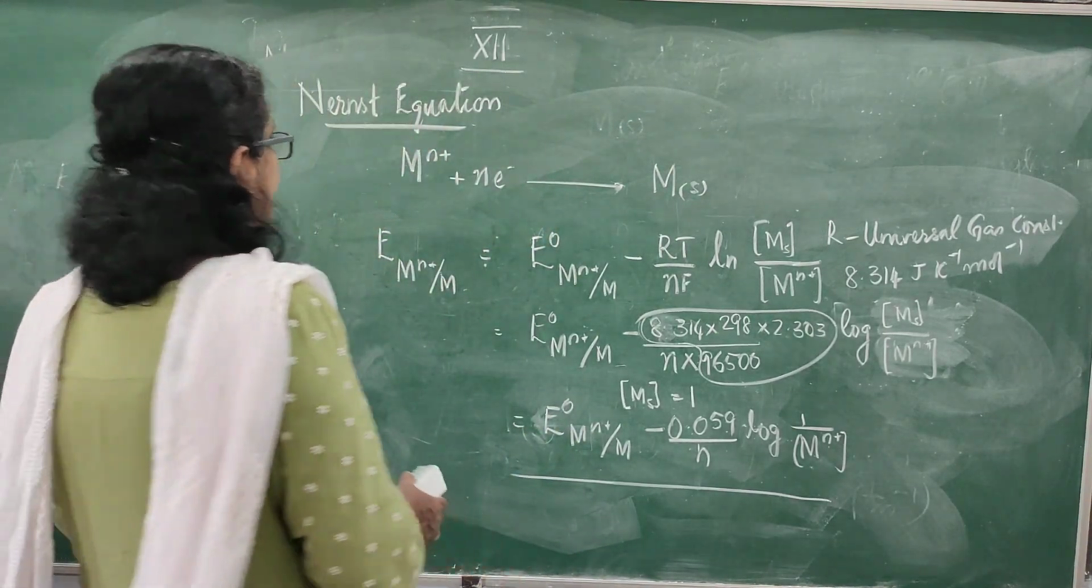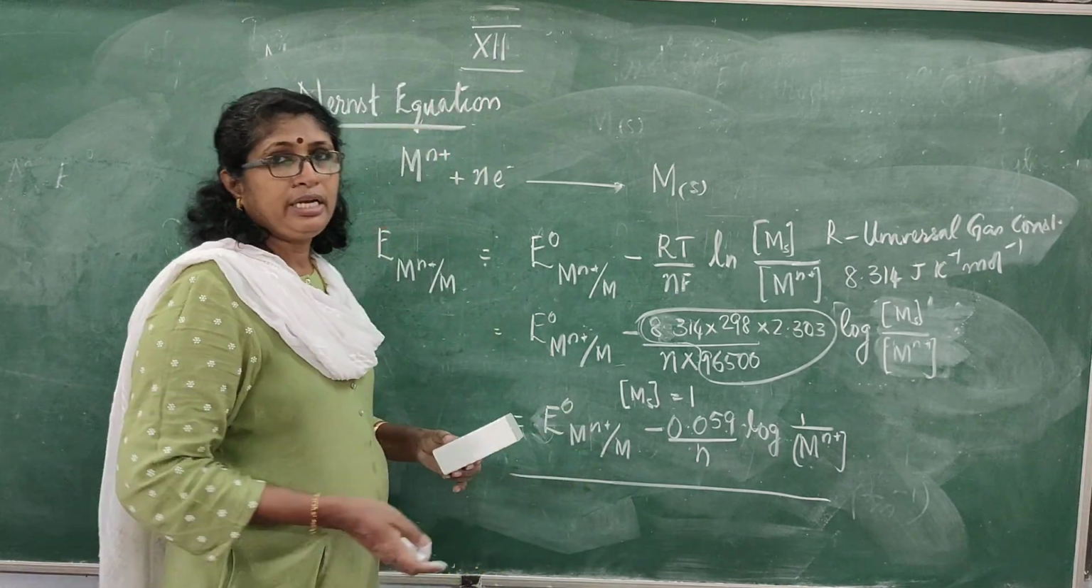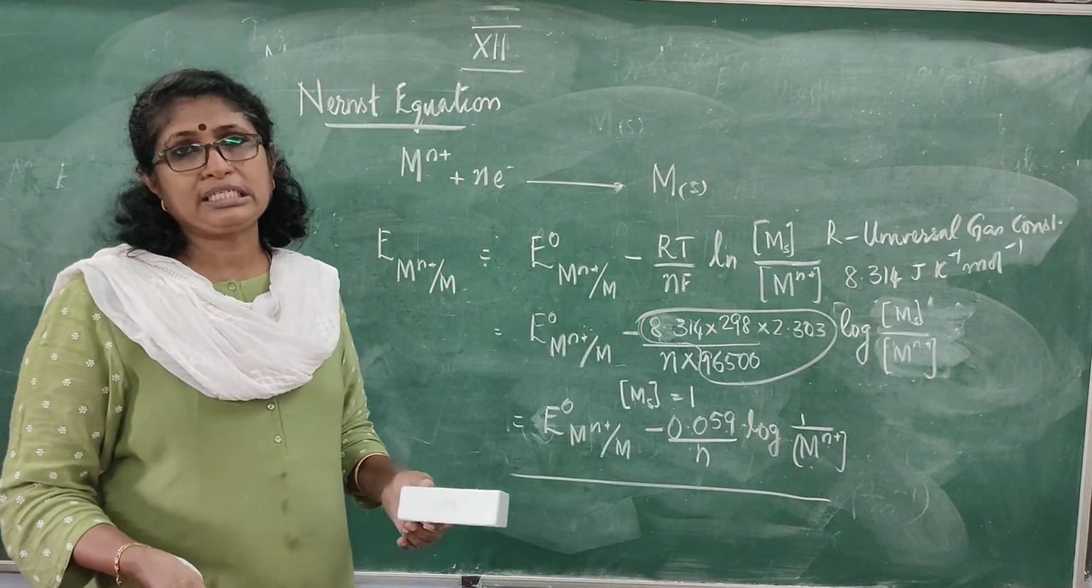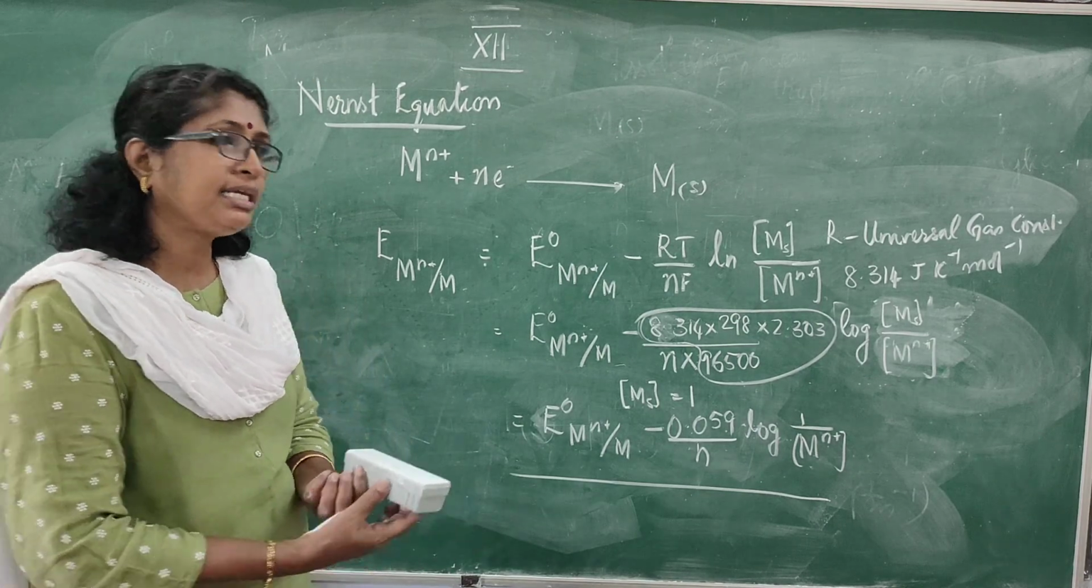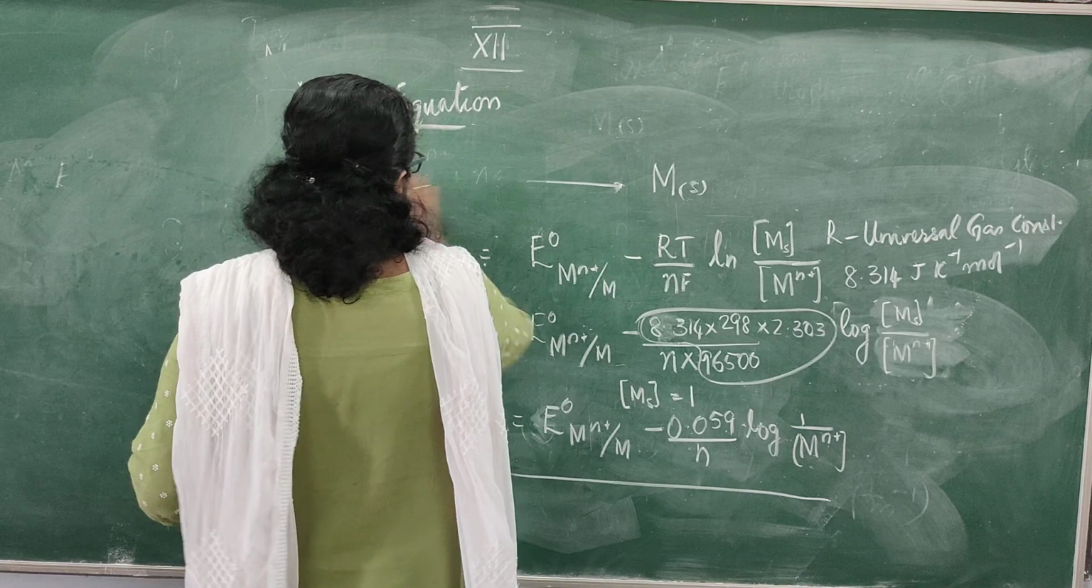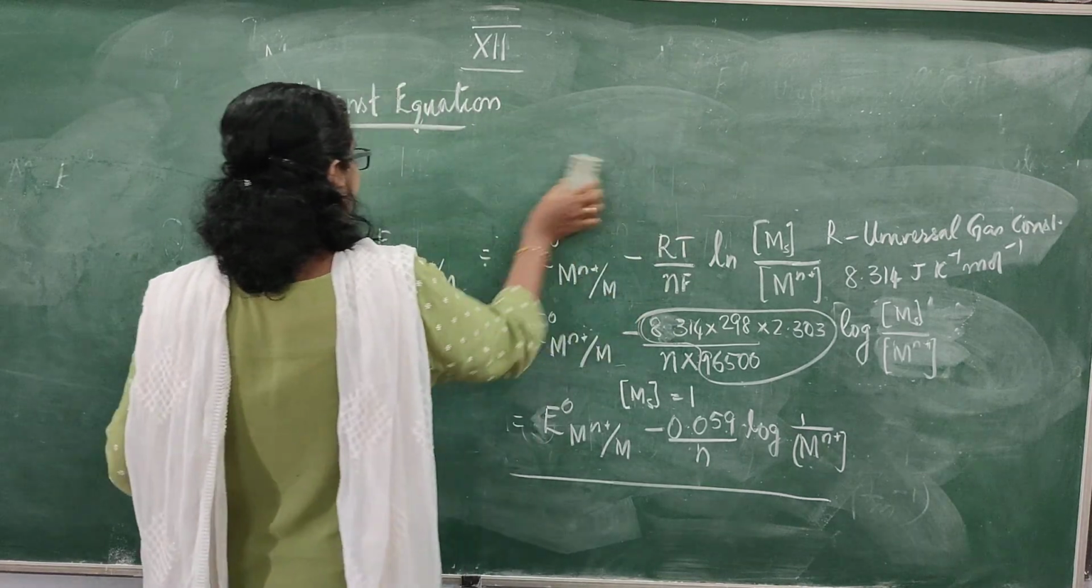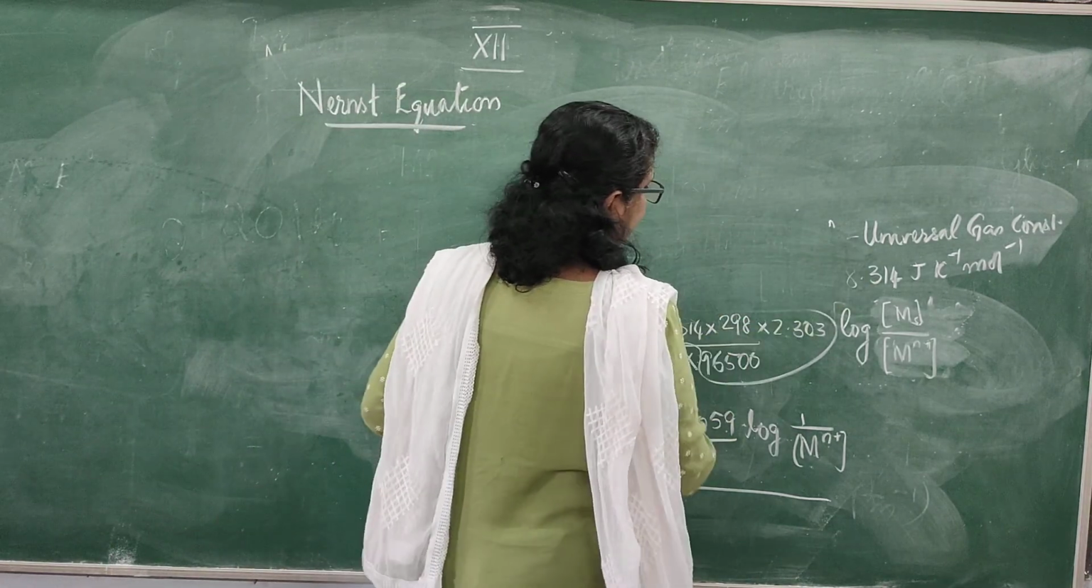Now, this is for just an electrode. If you know the electrode potential at any concentration, how can you calculate the cell potential if you know the electrode potential at a different concentration?